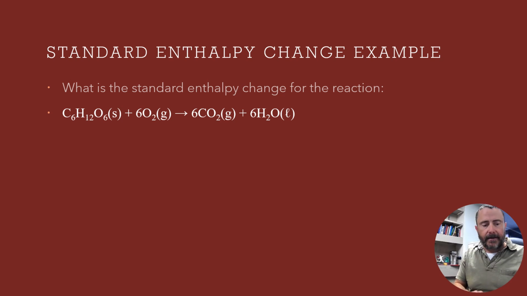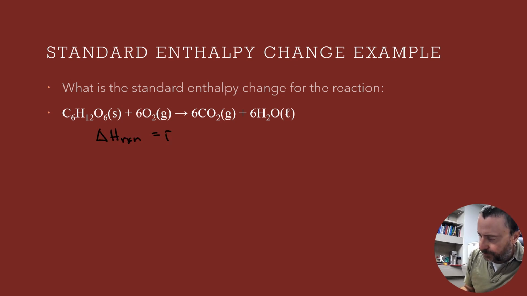Okay, so let's look at an example doing standard enthalpies. What is the standard enthalpy change for this reaction, where I've got some glucose plus some oxygen producing carbon dioxide and some liquid water? In order for us to calculate this, we want to look up their values, and we're going to plug those values into our products minus reactants. So we're going to do products minus reactants.